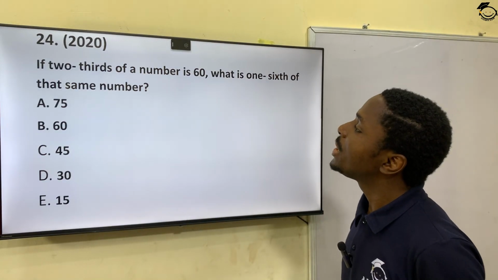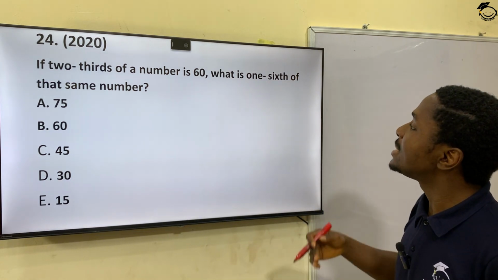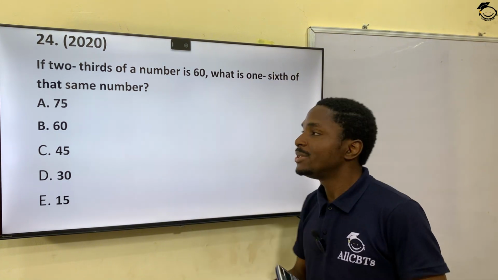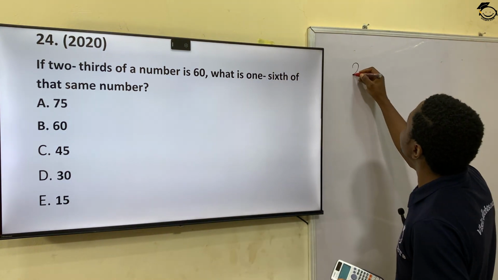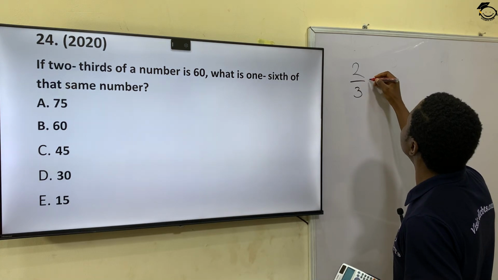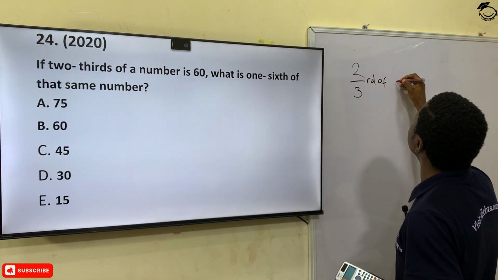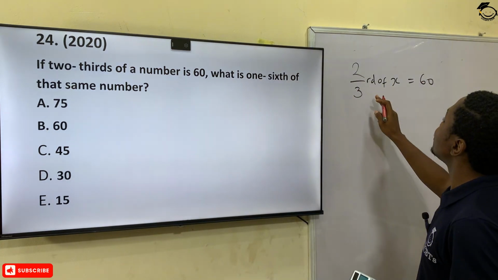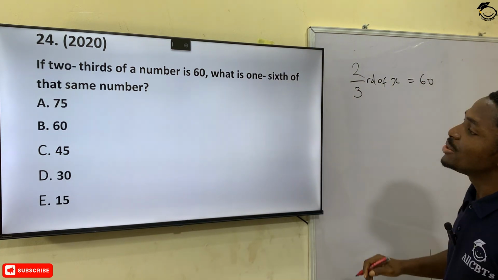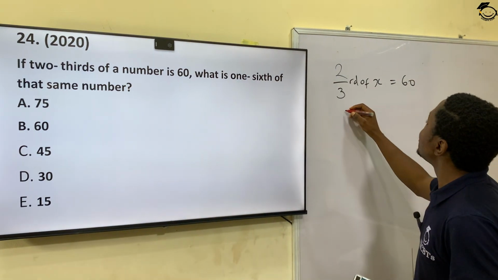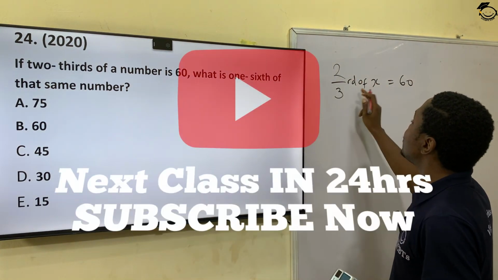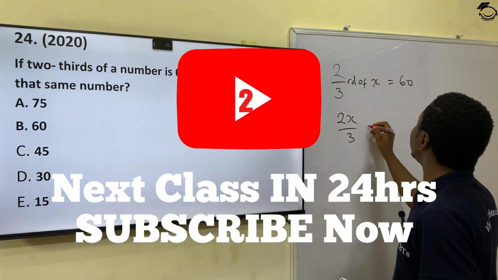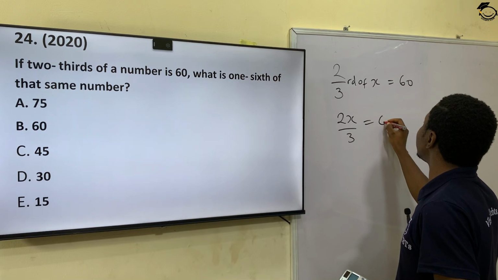Now, question 24. If 2/3 of a number is 60, what is 1/6 of that same number? Okay, so 2/3 of x equals 60. So what is 1/6 of that number? Wherever you see "of", it means multiplication. So 2x over 3 equals 60.